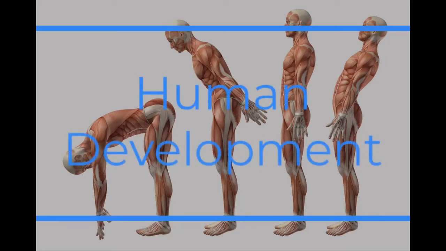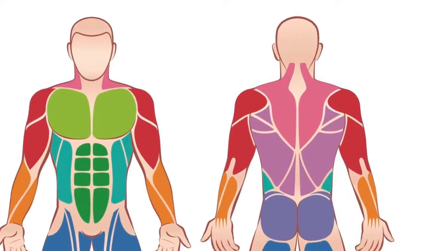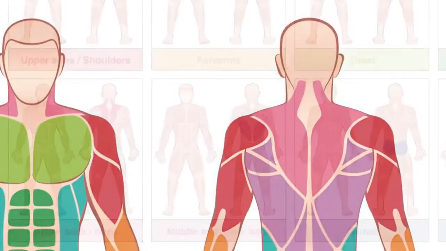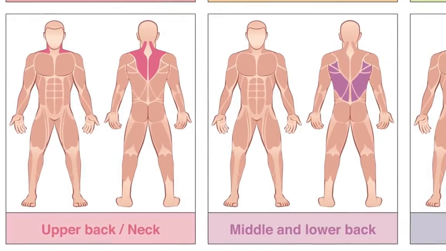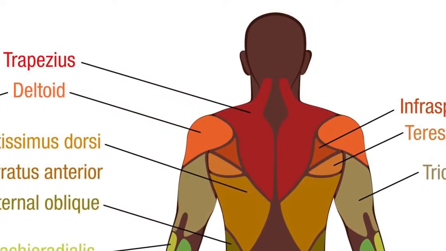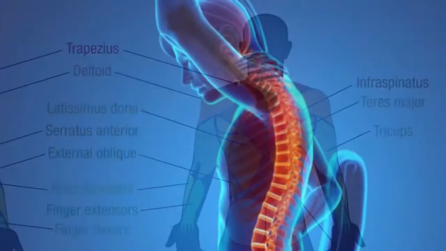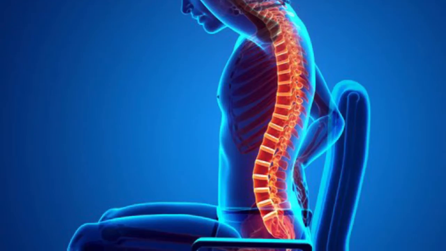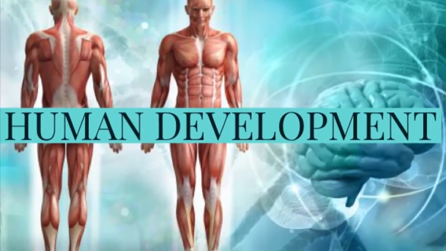The back, human development, understanding the back muscles. This is a very dynamic group of muscles, and we're going to cover a lot over time, but we're going to start with some of the basic understandings of the biggest muscles of the back. Our back helps to support our spine, and it is the strength and the foundation of our movement for human development.